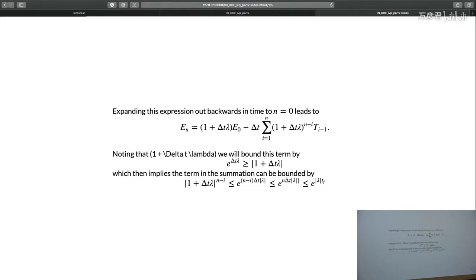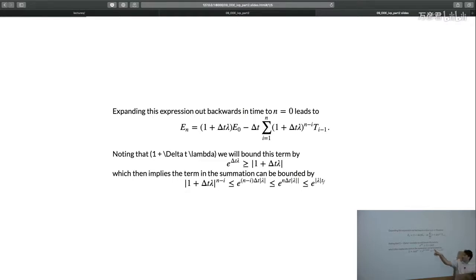We can also see this complicated n minus i term. So we're getting more of these multiplications coming in. Well, we can use the same bounding principle. (1 plus delta t lambda) to the n minus i is less than or equal to e to the (n minus i) delta t times lambda. And so I can eventually just bound this by e to the lambda tf.